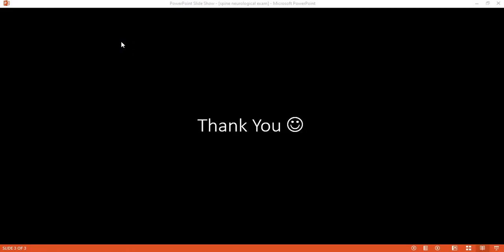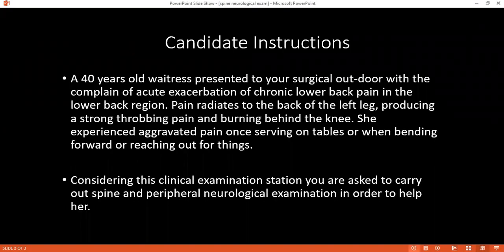Because all of a sudden the patient is facing aggravated pain. It was there for 5 years, but now she experienced aggravated pain while serving on a table. When she was bending over, maybe she was carrying heavy things. She bent over and got a disc prolapse, and that resulted in this. So the first diagnosis is wrong.